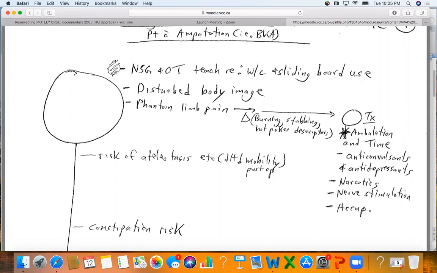But the biggie here, the big point is that ambulating with the remaining limb and just the course of time, most people report that the phantom limb pain eventually goes away.